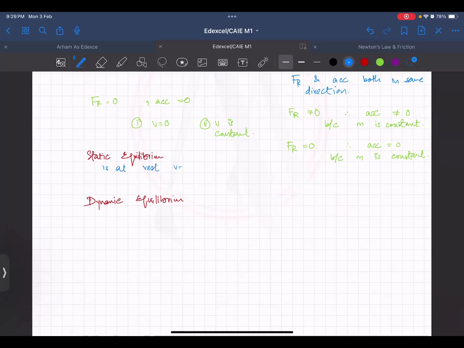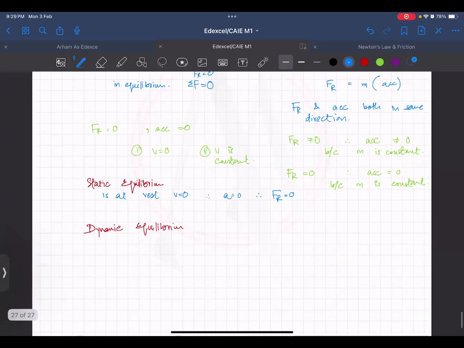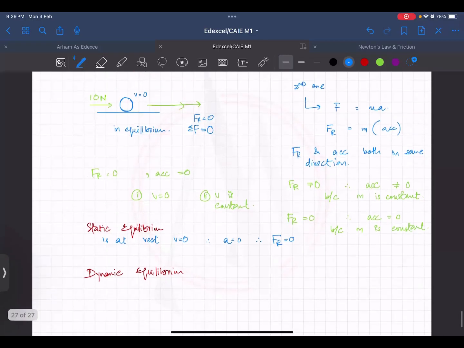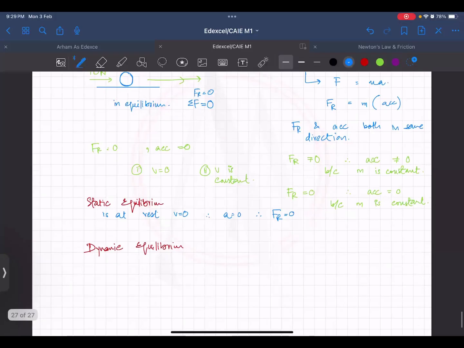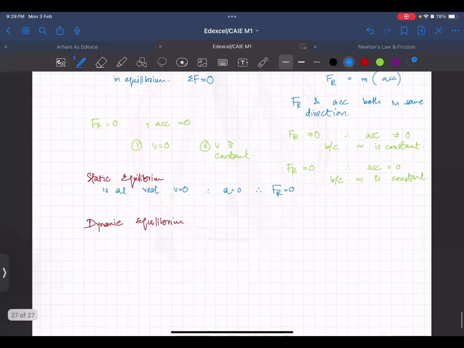Velocity is zero, definitely then acceleration would also be zero, and definitely then the resultant force would also be zero, because mass cannot be zero. Mass will always be there. So if something is at rest, its velocity is zero, then definitely the velocity is not increasing or decreasing, so acceleration is also zero. And if acceleration is zero, then resultant force is also zero.